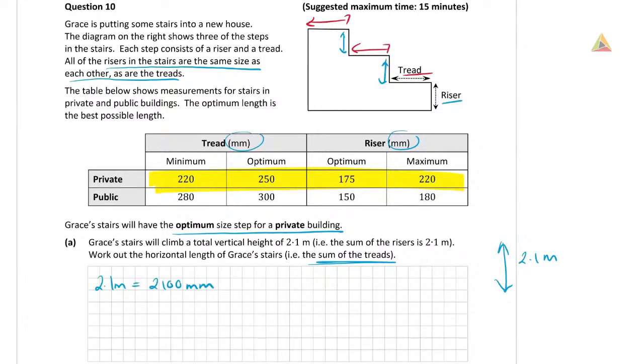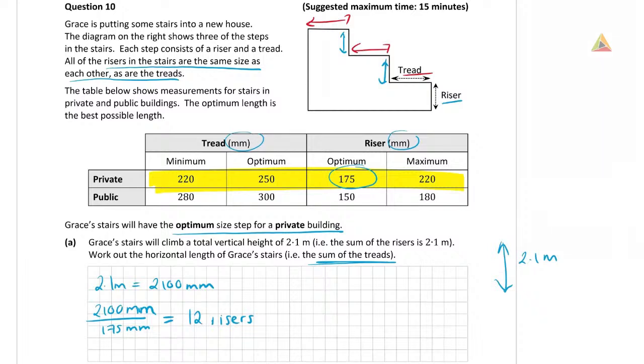Now, if Grace's stairs have the optimum size step, that means that the risers are going to be 175 millimeters. So we want to see how many of those are in the total height, which is 2,100 millimeters. So we divide it by 175 millimeters, and when you put that into the calculator, you get 12 risers.